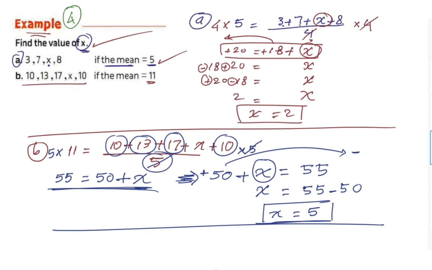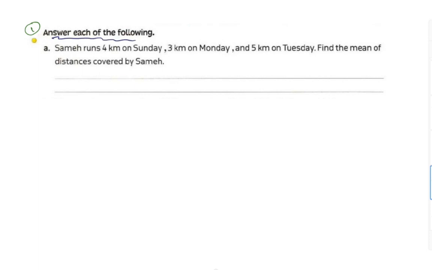By the end of this example, we finished all the ideas of this lesson. But before ending this lesson, we have two small exercises to check our understanding. With me, let's go. First check here, answer the following question. Question A. Samah runs 4 kilometers on Sunday, 3 kilometers on Monday, 5 kilometers on Tuesday. Find the mean distance covered by Samah.